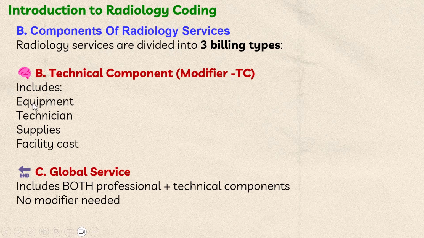It includes equipment, technicians, supplies, and facility costs. Third category is global service. This includes both the professional and the technical components. There's no modifier needed. So when you discuss each section, you will understand clearly.